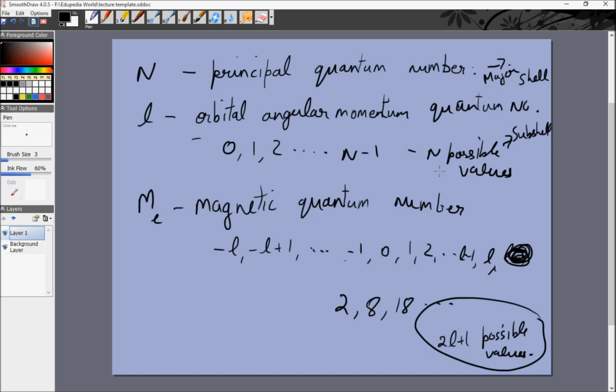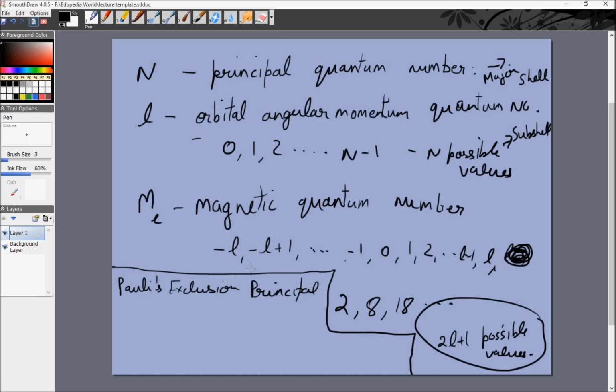Right. And then there is the most important rule in quantum mechanics, which is called Pauli's exclusion principle. And I don't like telling you all these things without giving the explanation. However, the explanation comes from quantum mechanics, so it's not really in your course. But these quantum numbers are in your course, so you need to understand them properly.